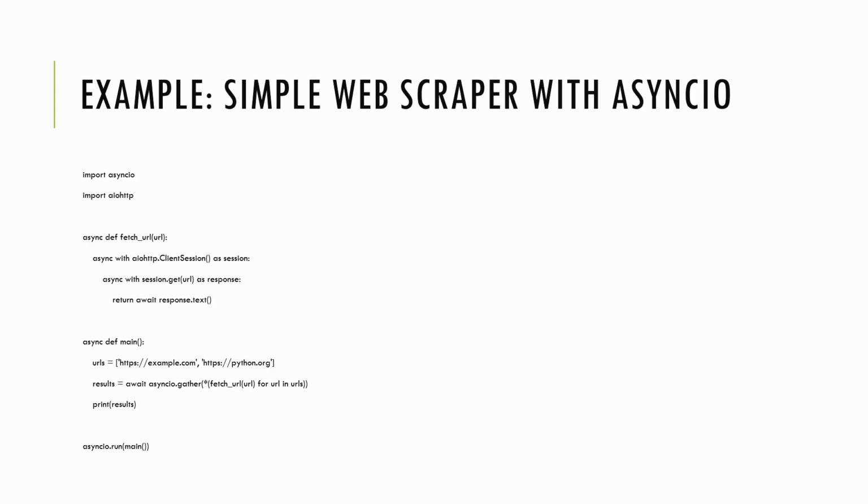Let's apply this to a practical example, building a simple web scraper. In this code, we use the aiohttp library to make non-blocking HTTP requests. Each URL is fetched concurrently using asyncio.gather. By using asynchronous programming, we avoid waiting for each request to finish one by one, making the scraper much more efficient when dealing with multiple URLs.